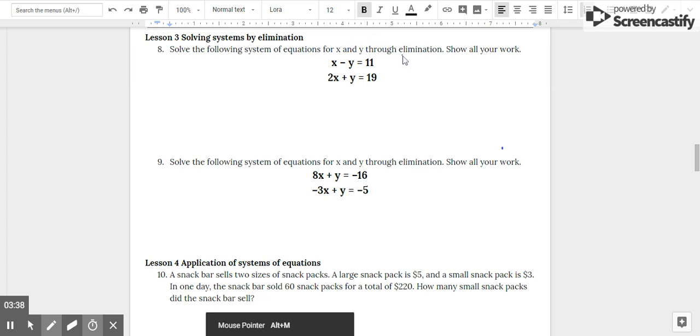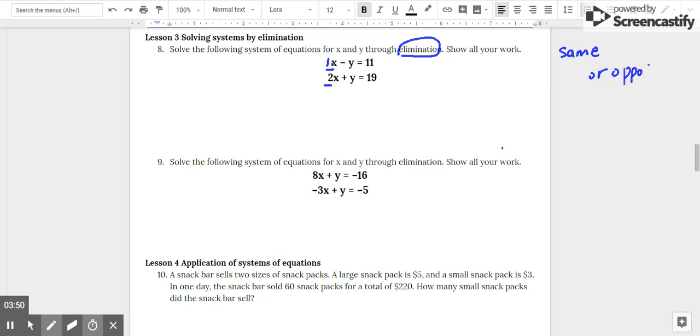Now we are going to use the elimination method. So you need to check the coefficients, whether they're the same or opposite. If you see the same coefficient, you're going to subtract. If you see the opposite coefficient, you're going to add. So now, what are you going to do? We have negative 1 and positive 1. So you're going to add.